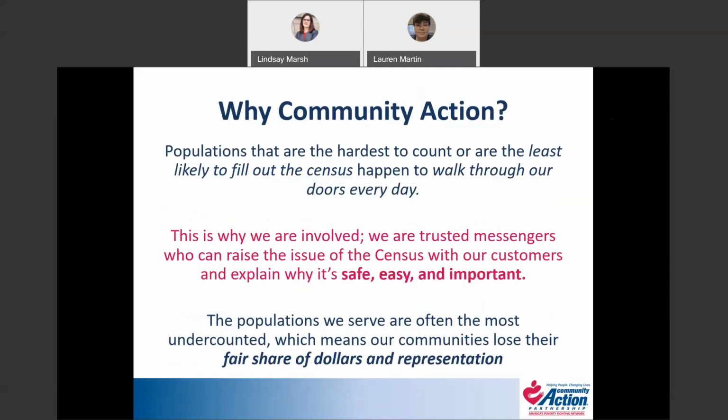Why community action? So why are we engaged in this way? I think I've hit on some of these points already. Populations that are the most difficult to reach and to convince to participate and are least likely to fill out that form walk through our doors every day. That's why we're involved. We help these folks when they need help. They come to us in their darkest hour of need and we help them. And that means that we are trusted messengers and we can raise the issue of the census with them and explain the merits of doing the form. The populations we serve that are most undercounted deserve fair representation and their fair share of dollars. And that's what we're working towards here.